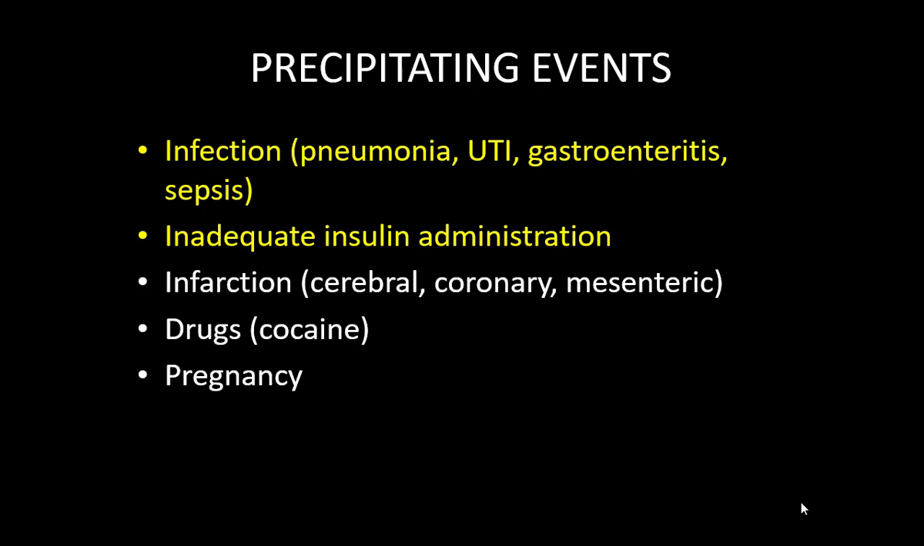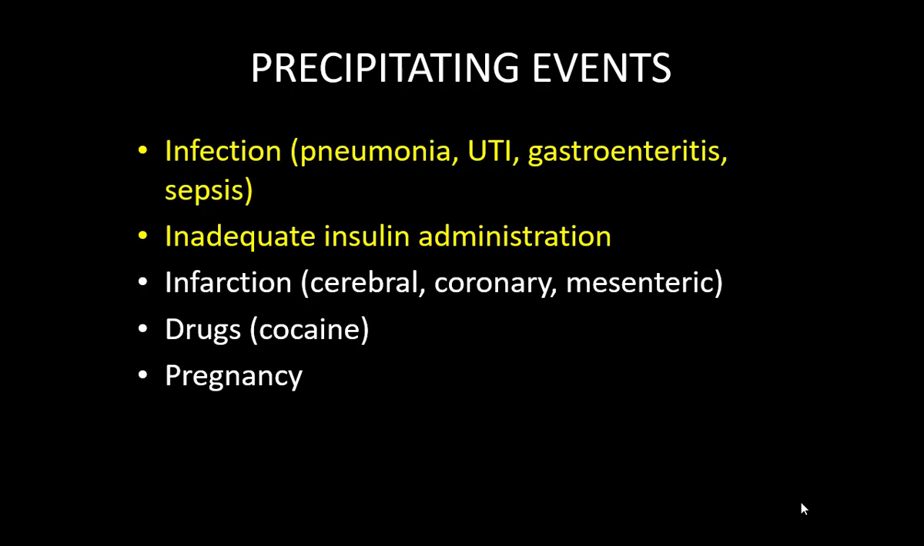Precipitating events, the most common two precipitating events. One is infection. This infection could be consolidation, urinary tract infections. Generally, they would have symptoms of gastroenteritis. That is the more common precipitating event. So gastroenteritis and sepsis of another origin. The second most common etiology is inadequate insulin administration.